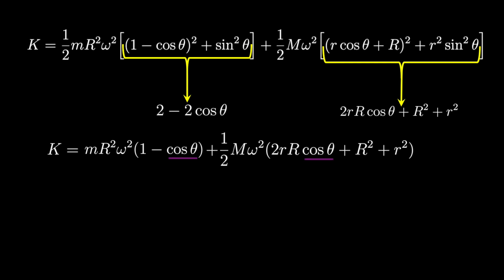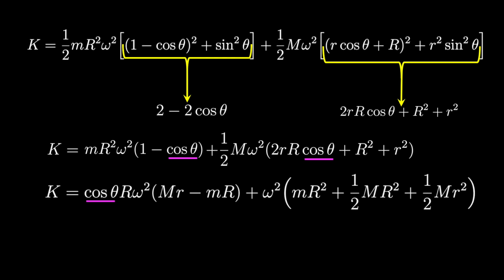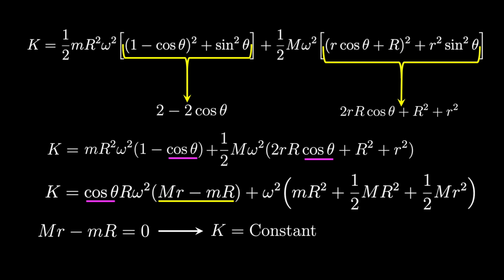We group the terms multiplying cosine of theta, as this is the term that makes the energy expression variable. For the system's energy to remain constant, the coefficient of cosine of theta must cancel. That is, if big M times small r minus small m times big R equals 0, then the kinetic energy is constant and therefore, so is the total energy.